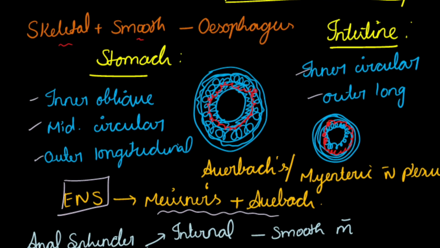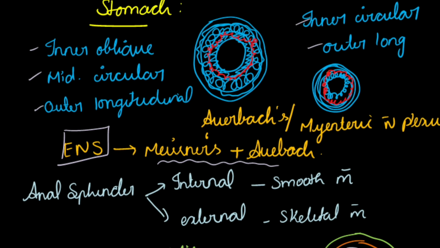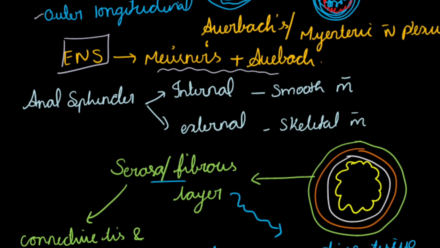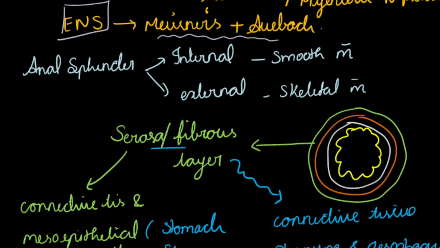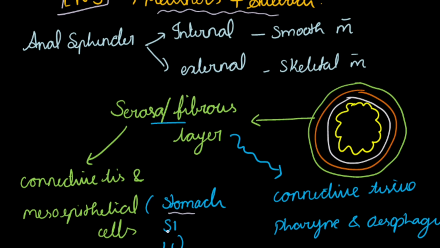And regarding the anal sphincter, the internal anal sphincter is formed with the help of smooth muscle, and the external with the help of skeletal muscle. And at last, regarding the outermost layer, that is serosa or fibrous layer: this serosa is made of connective tissue and mesoepithelial cells, and we can see the serosa layer mainly in the stomach, small intestine, and large intestine. And this fibrous layer is made of connective tissue, and we can see that in the pharynx and esophagus. And this is all regarding the walls of the GIT.